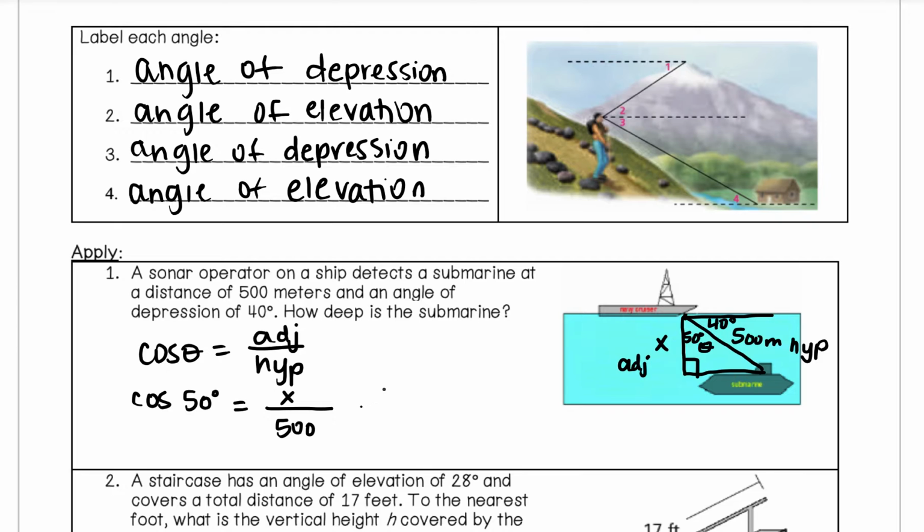To solve for x, we just have to multiply both sides by 500 here. When we do that, it helps us get rid of the 500 in the numerator and denominator. We're just left with our x value. We're going to type this into our calculator, remembering to keep our calculator in degree mode. And if we round to the nearest tenth, we end up at 321.4 meters here.